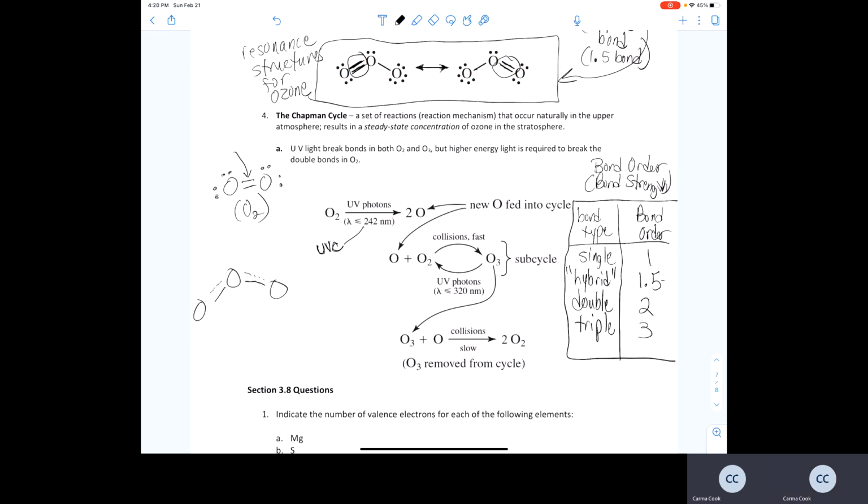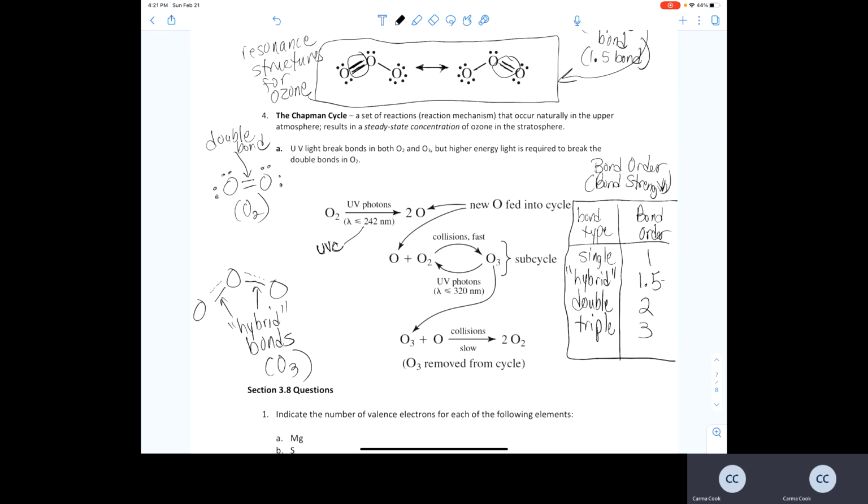So therefore, oxygen has a double bond, whereas ozone has 2 hybrid bonds. So therefore, that double bond in oxygen has a bond order of 2, whereas the hybrid bonds in ozone have a bond order of 1.5.